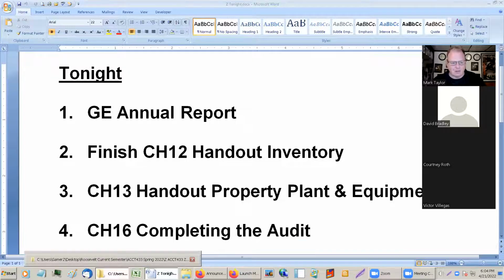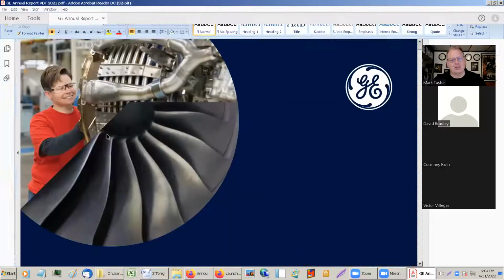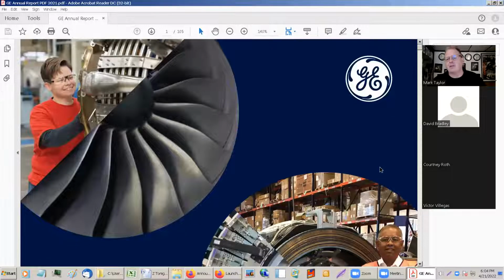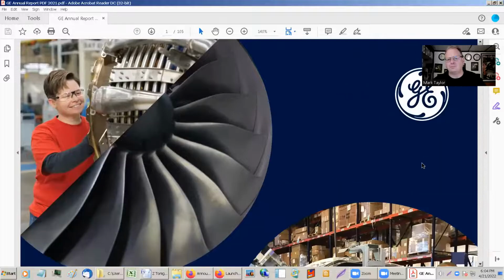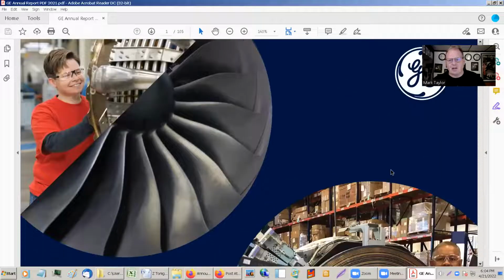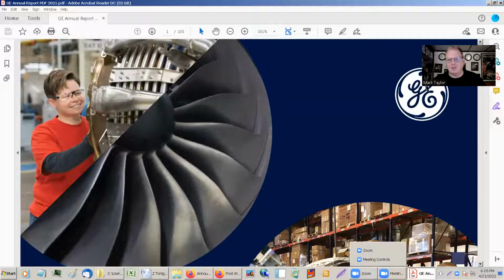Let's get started here. Okay, so annual report. All companies are required to put out an annual report. The annual report can be read by anybody. It contains information about the company. Important for us is it contains the financial statements and the audit report that must go with the financial statements.